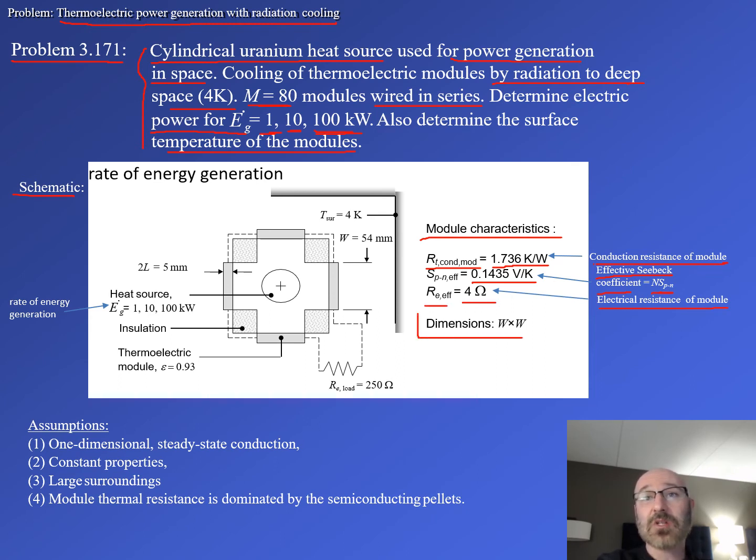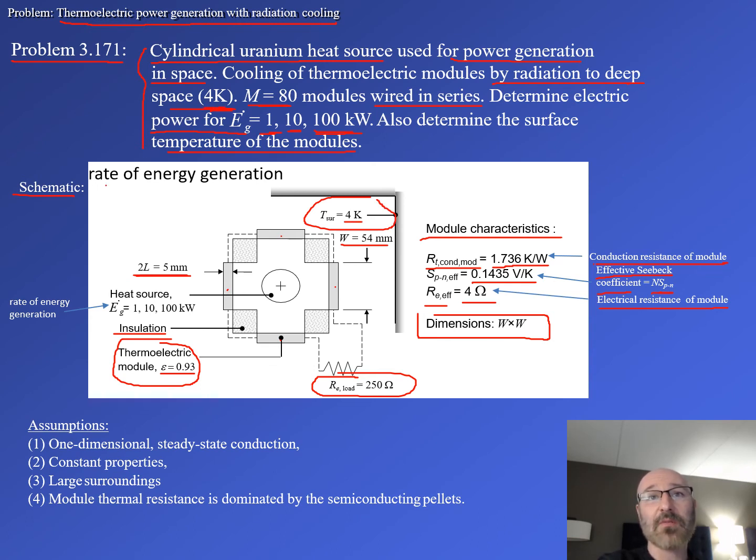We know our dimensions are W by W. Our W in the diagram is given as 54 millimeters. The length, 2L, is given as 5 millimeters. We have our insulation down there, and our thermoelectric module. There are 4 of those in each one of these, and these have an emissivity of 0.93. We can see our load of 250 ohms, and the temperature of our surroundings, that 4 K we were discussing. And this is for the rate of energy generation.